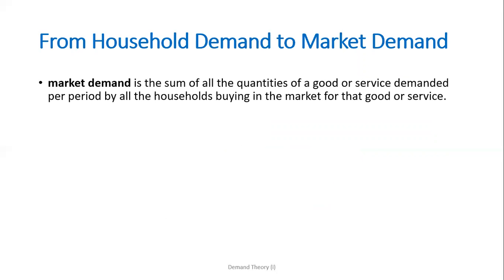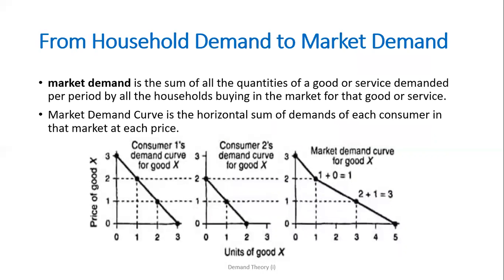Now from household demand to market demand. Market demand is the sum of all the quantities of good or service demanded per period by all the households in particular market. Therefore, market demand curve is horizontal summation of the demand curve of all the consumers in a market.